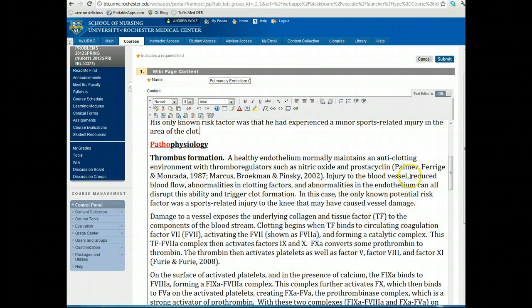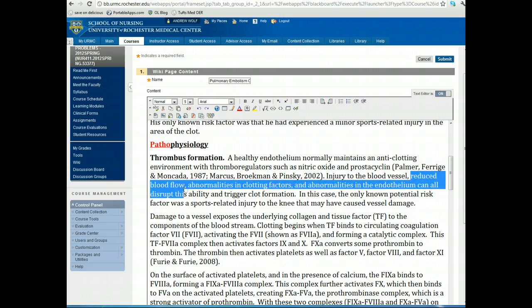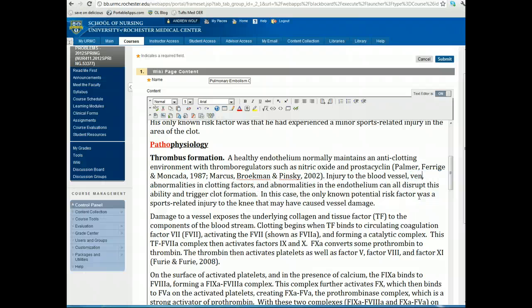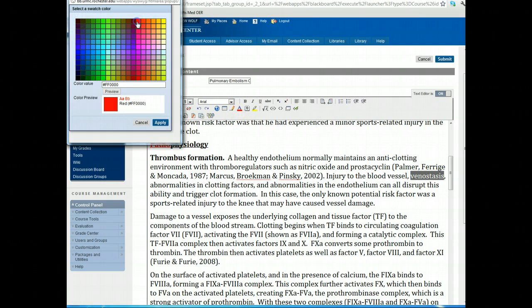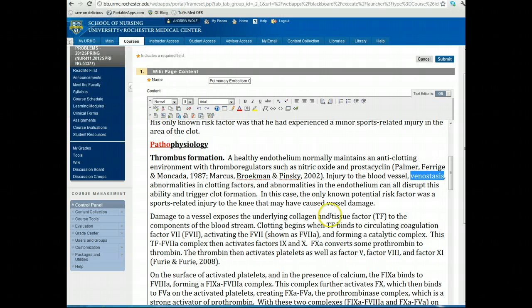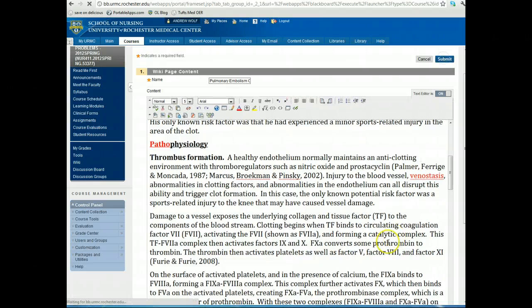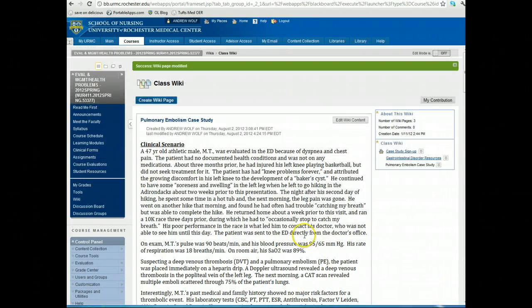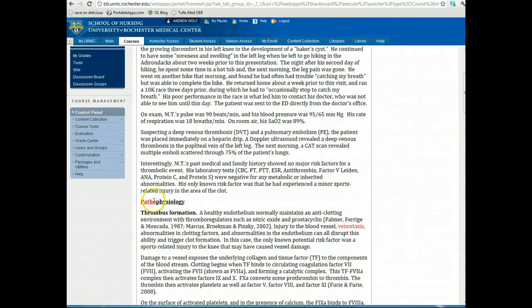And say I want to change a couple of things. I don't like the wording of reduced blood flow. I like the wording that is typically used when we talk about Virchow's triad. And I'm going to use the word venous stasis. Okay, and again I'm going to make that red, just so you know that it's me that's doing it. Those are the only changes I want to make at this time, so I'm going to go in and you can see, there's my changes.